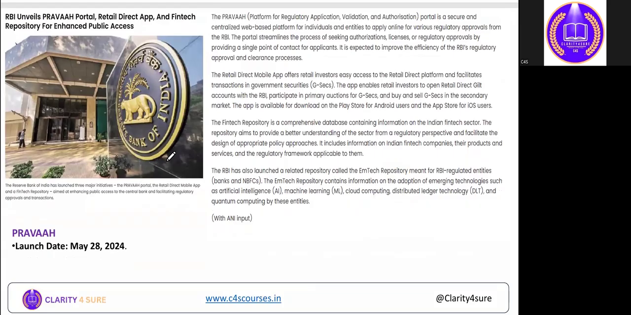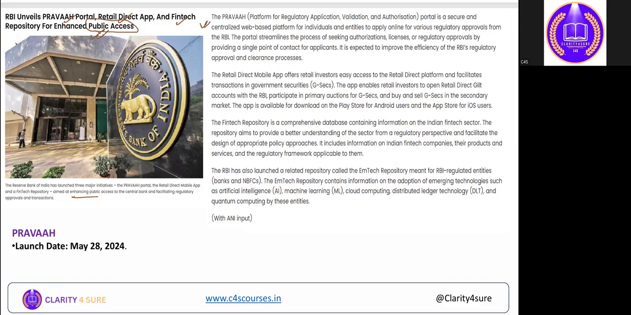See here, RBI unveils the PRAVAAH portal, the first portal, retail direct app, retail direct, in order to boost the retail direct investment in government securities, and fintech repositories to enhance the public access, so that general public can use such type of tech friendly initiatives in order to enhance the financial literacy as well as enhance the financial inclusion at the grassroots level.